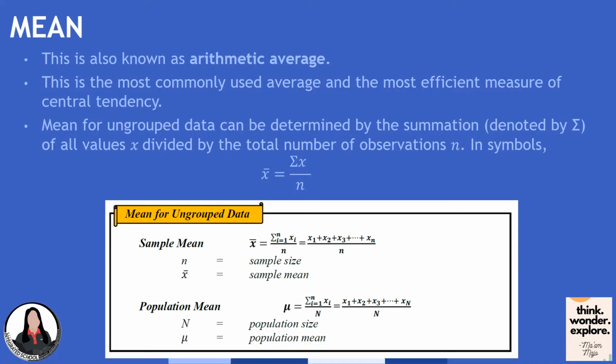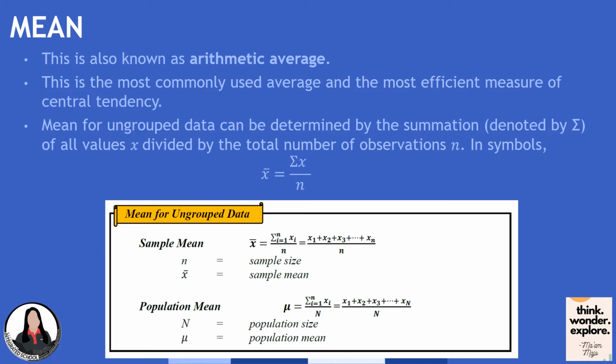Mean is also known as the arithmetic average. So ang mean and average are the same lang. This is the most commonly used average and the most efficient measure of central tendency. Again, tandaan nyo, siya ang most commonly used. The reason why is because it is also considered as the most reliable measure of central tendency. And mamaya, maintindihan natin bakit nga ba siya tinutukoy or pwedeng i-infer as the most reliable measure of central tendency.